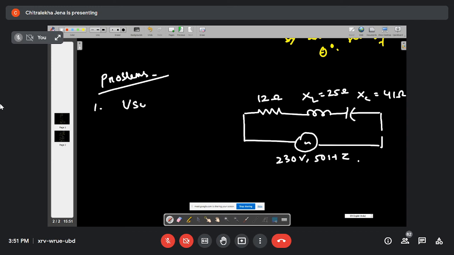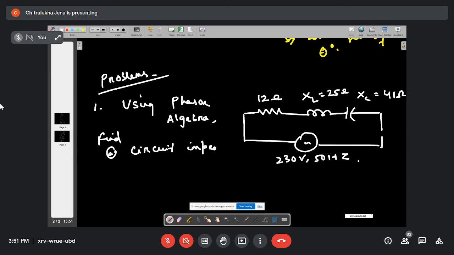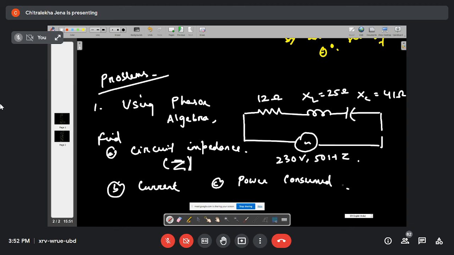Using phasor algebra only. You have to use phasor algebra. First, find the circuit impedance, that is, find the value of Z. Then second, the current. Then third, the power consumed. Find out these three.